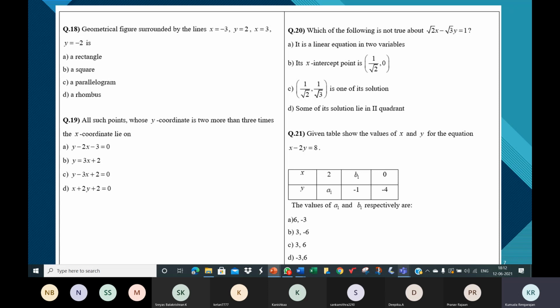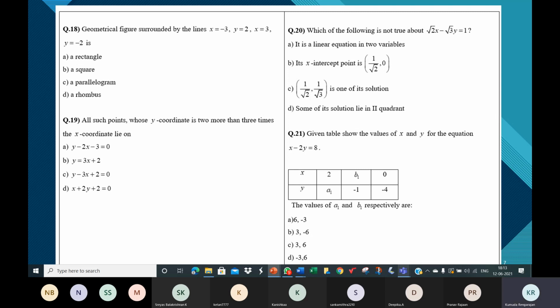If you still feel that you don't understand the value of 1 by root 2, rationalize the denominator. So what is 1 by root 2? Multiply and divide by root 2. So you get root 2 by 2. 1 by root 2, multiplied and divided by root 2, rationalizing the denominator, is root 2 by 2.